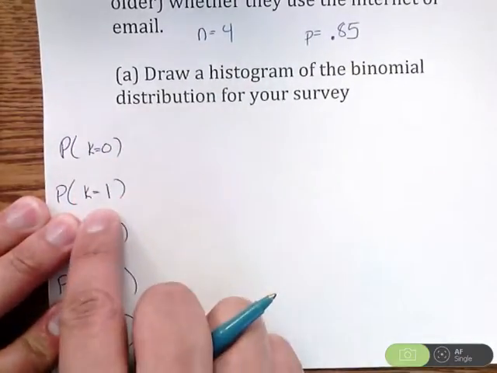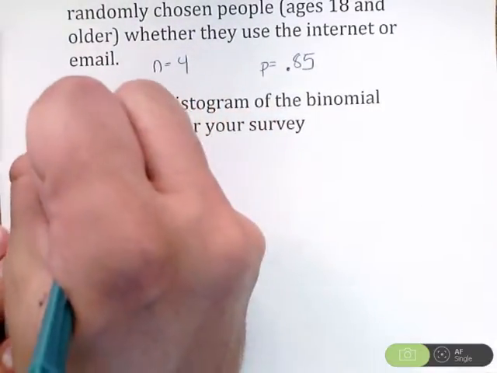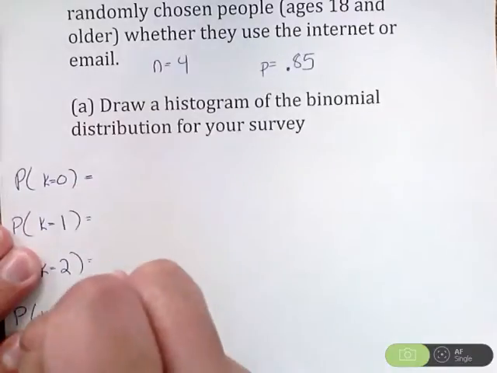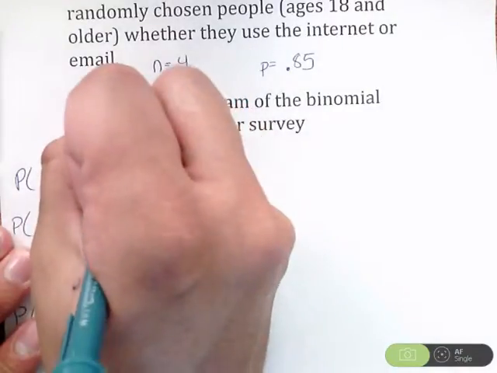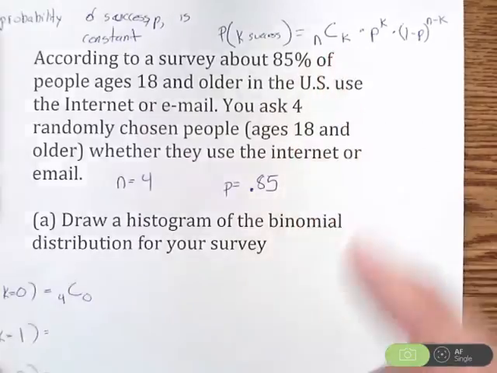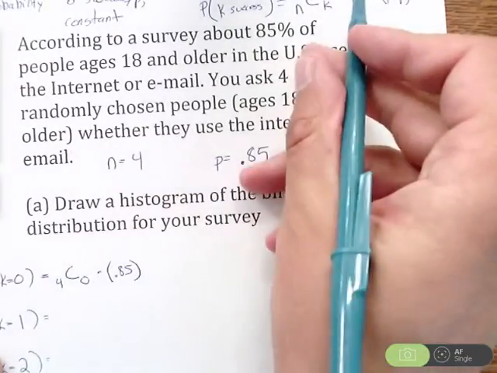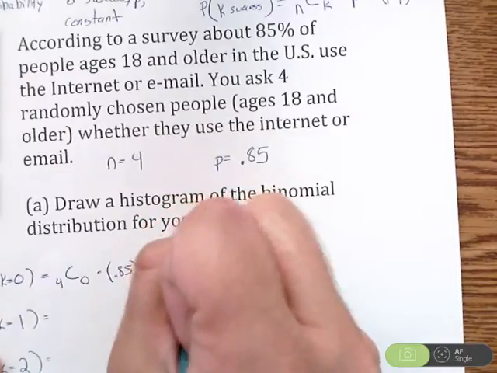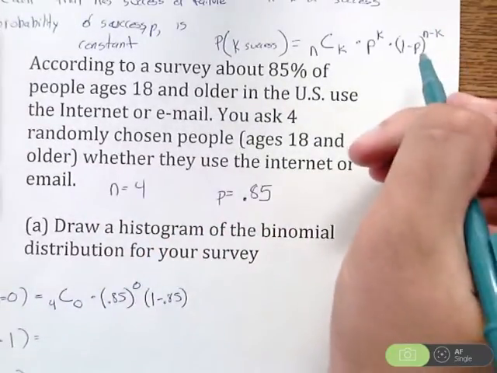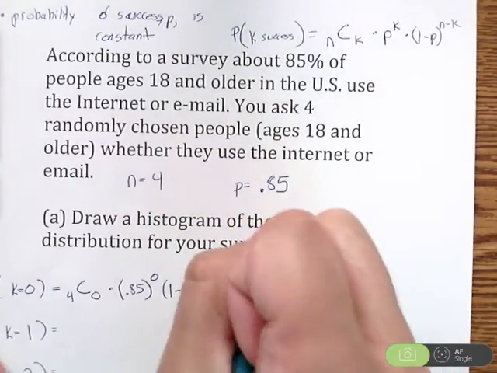We're going to start with K being 0, then K equals 1, K equals 2, K equals 3, K equals 4. I'm going to write out what this looks like by formula, and then I'm going to show you how to plug it into a calculator. So this would be 4 is n, choose K, and this time K is 0. So 4 and 0 for my n and K. My P, put that in parentheses, 0.85 raised to the K, but K was 0. In another set of parentheses, 1 minus 0.85 raised to the n minus K. So n was 4 minus K, which in this case was 0.